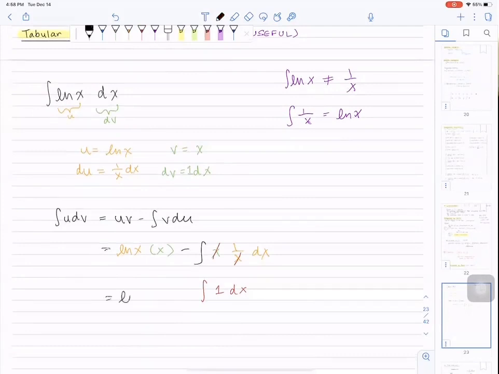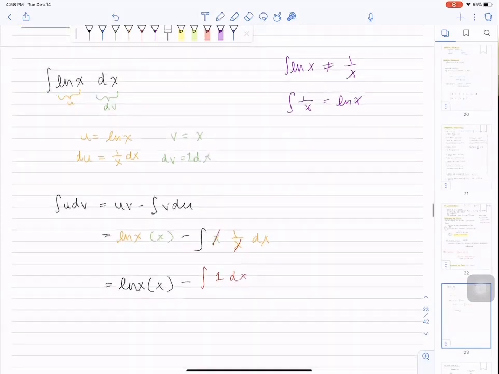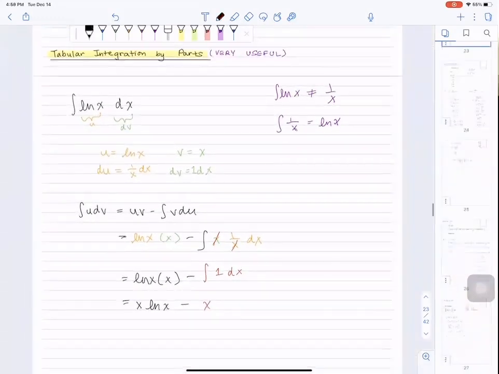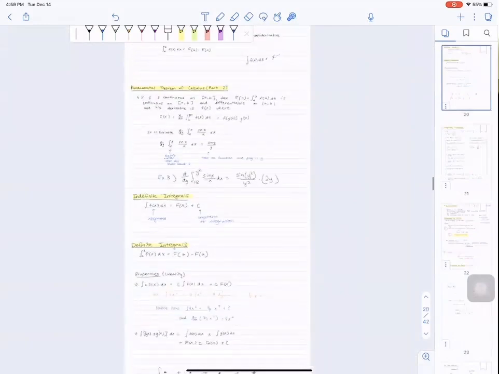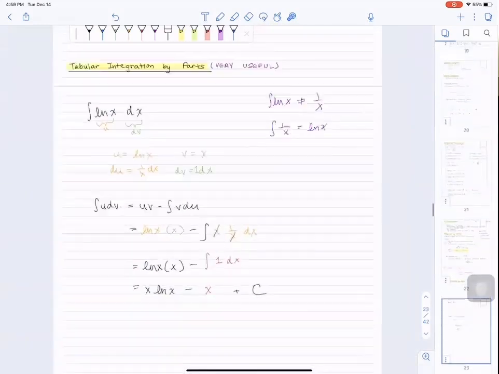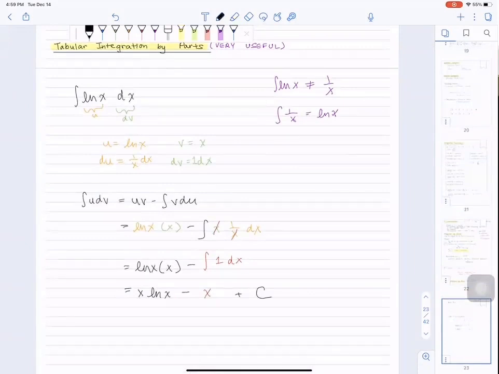That was another common mistake on quiz 8 or quiz 9. So make sure you simplify everything first before you use any techniques. So here it's simplified to 1 dx. So we have x natural log x minus the integral of 1, which is x. So our final answer is this, plus c, since it's an indefinite integral. Any questions on the integral of natural log x?